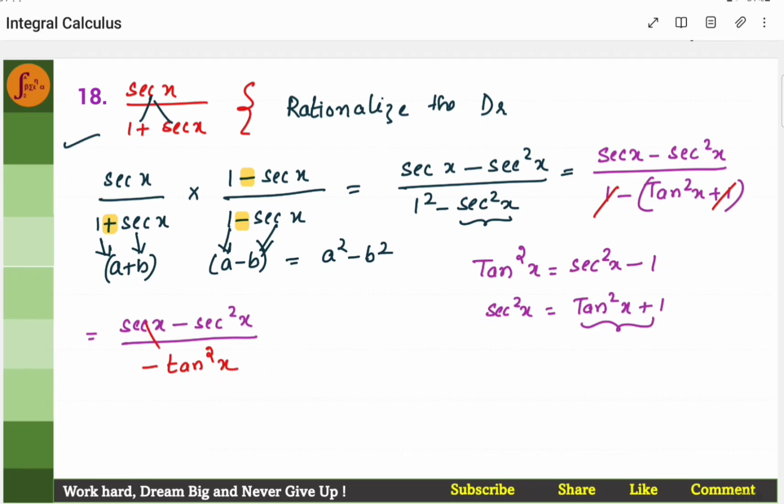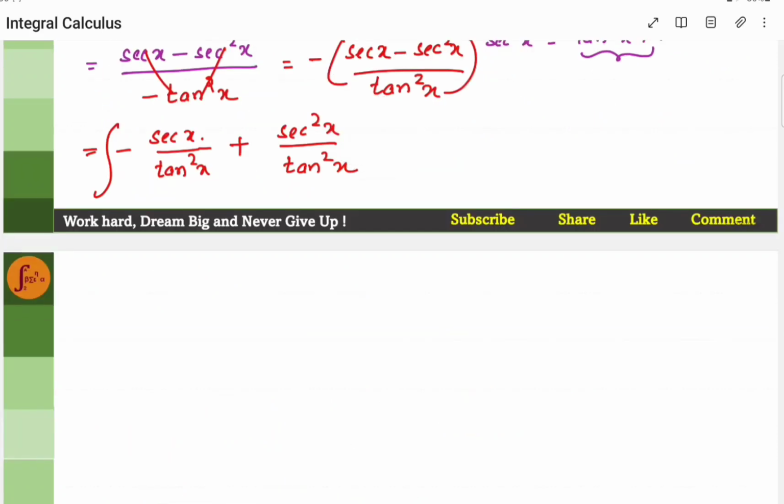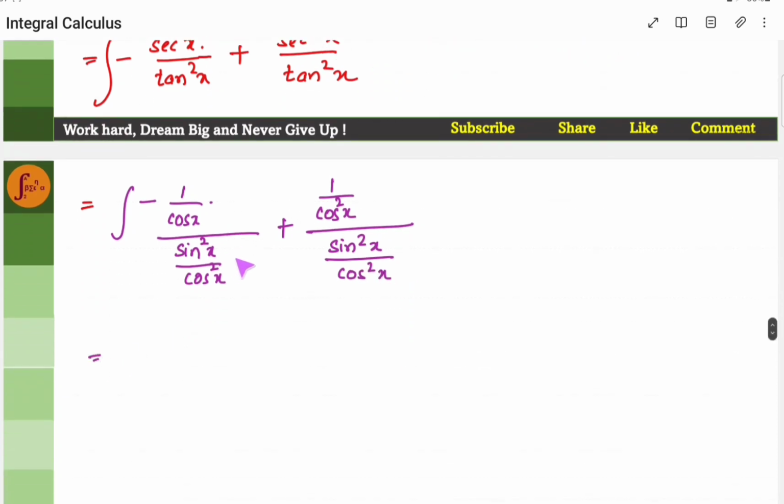Now I can split this. I can write it like this. So minus, now I'll split it, secant x by tan square x plus secant square x by tan square x. So now what I'll do, I'll simplify this. I'll write this as secant x is 1 by cos x and tan square x is sin x by cos x, right? So basically it will be like this, sin x by cos x. There is square here, so square plus, again here the same thing, you can write secant square x as 1 by cos square and tan square as sin square x by cos square x.